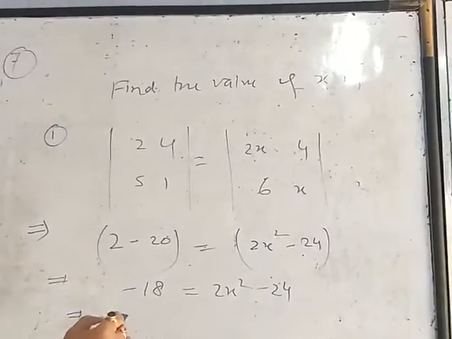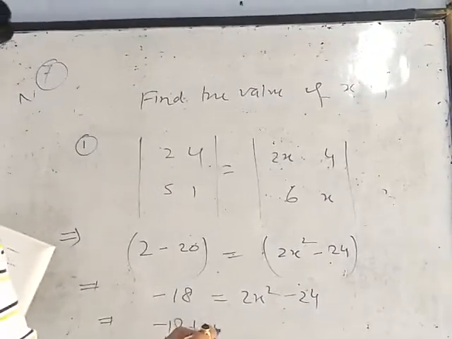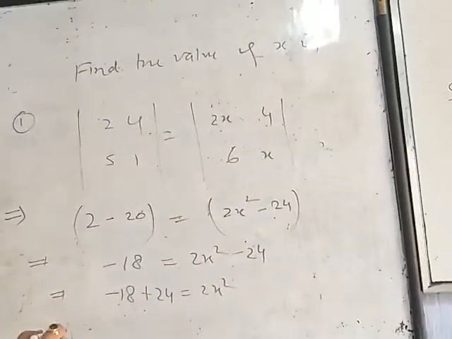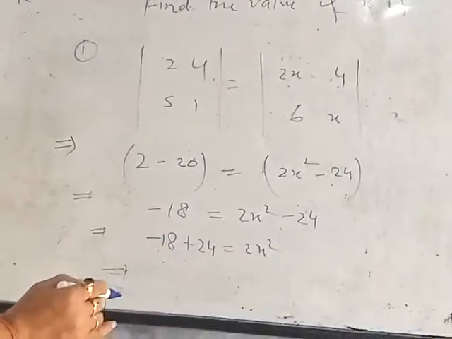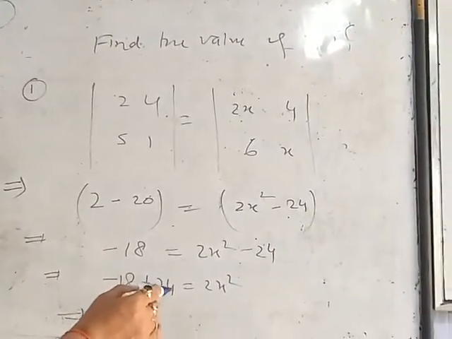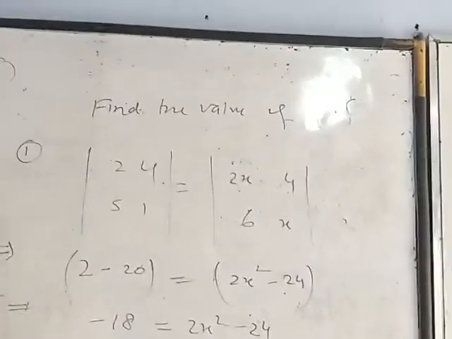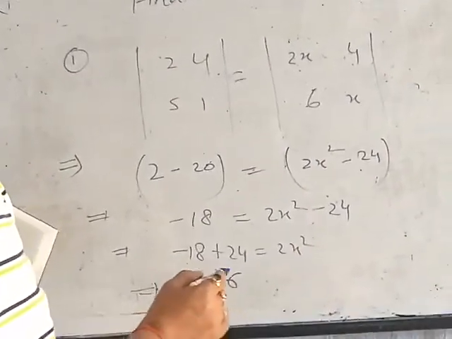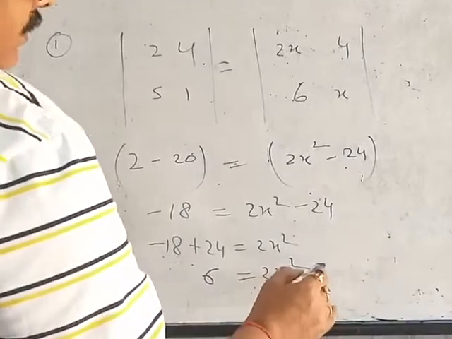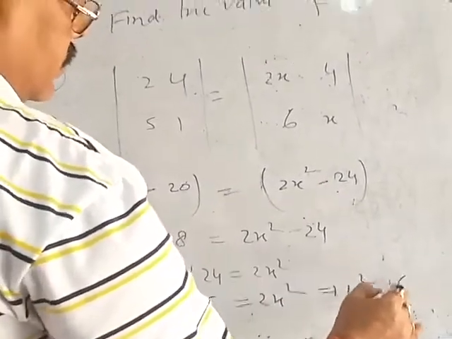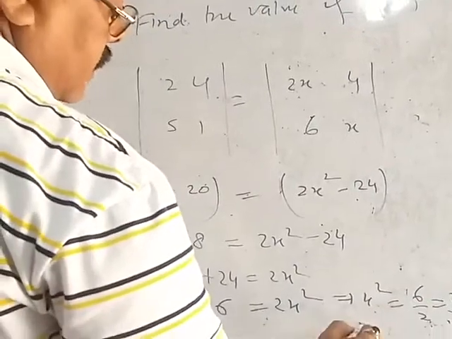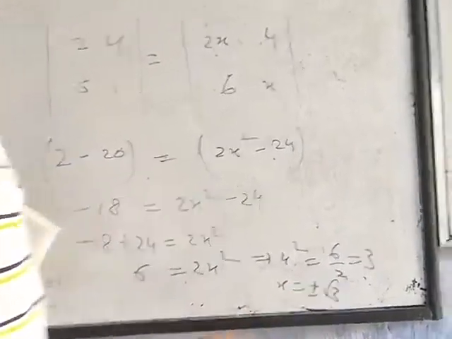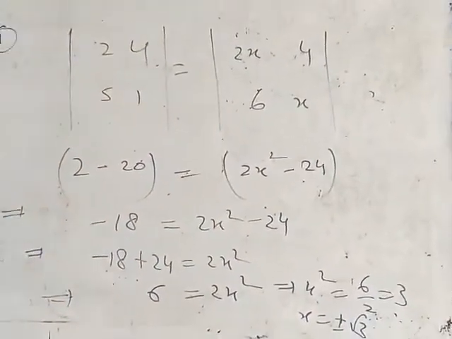So minus 18 plus 24 equals 2x square. 24 minus 18 is 6, so 2x square equals 6, so x square is 6 by 2, which is 3. So x is equal to plus or minus root 3. So this is the value. It is a one mark question.